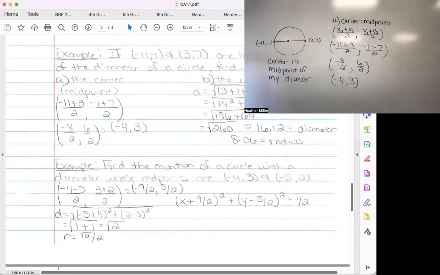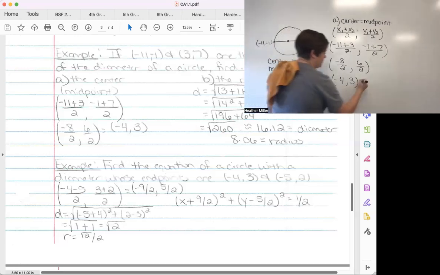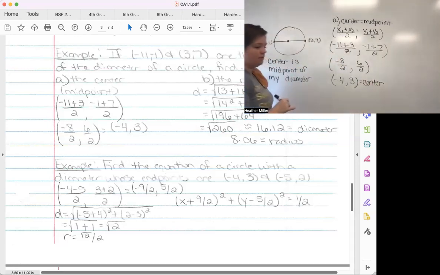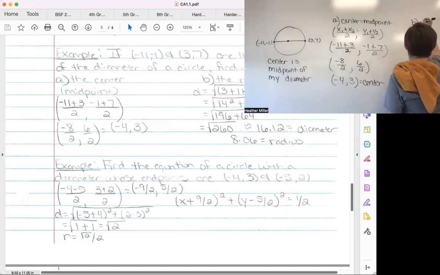(-4, 3) will be the midpoint of the line segment from (-11, -1) to (3, 7). But since we specified that that line segment is a diameter, then that midpoint is actually the center. So this is the center of my circle. So that was part 1. We found our center. Part 2, or part B, says we need to find the radius length.